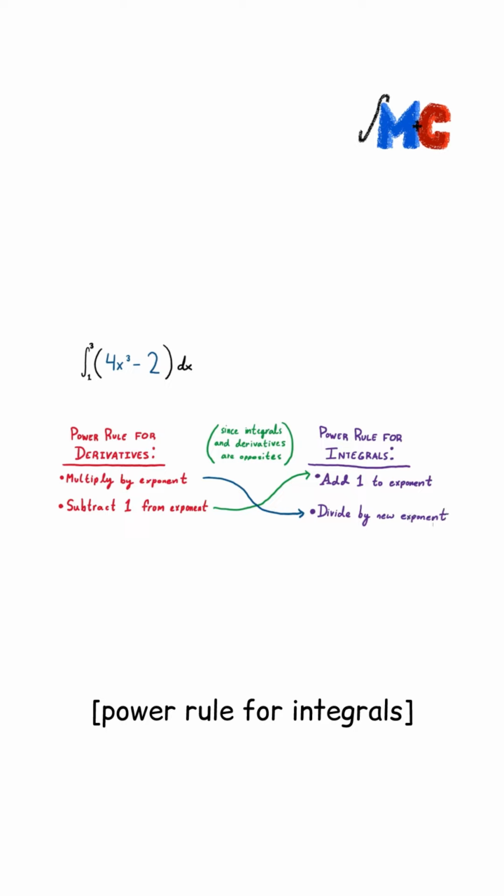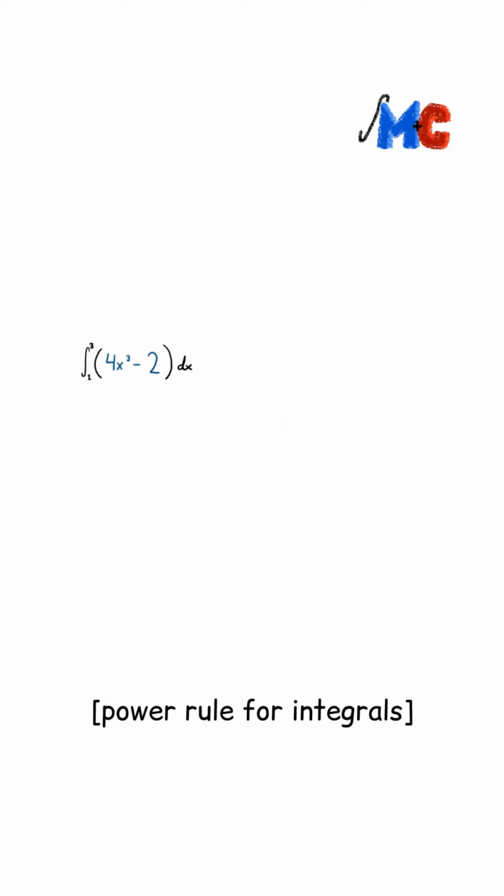by its new exponent. In the case of this expression, we'll start by adding 1 to this exponent, meaning we have a new exponent of 4. From here, we'll simply divide the whole term by the exponent of 4, which tells us the integral of this first term is simply x to the 4th power.